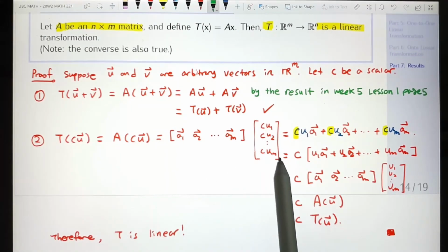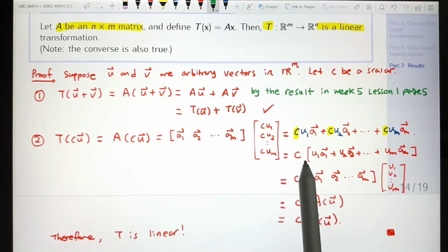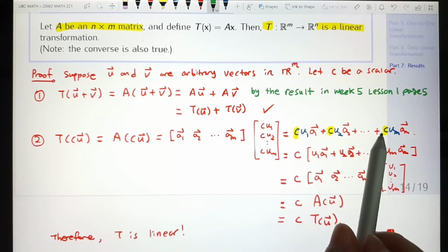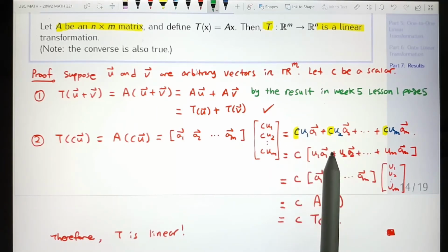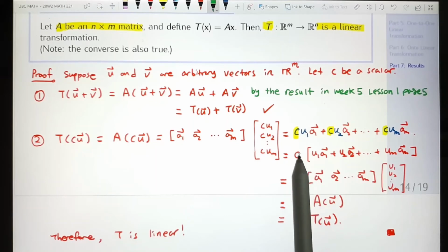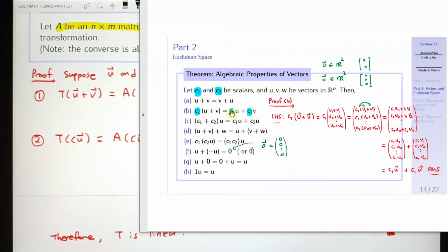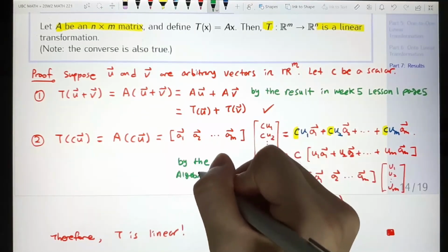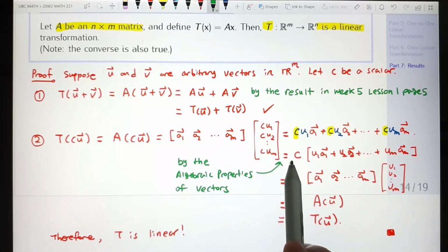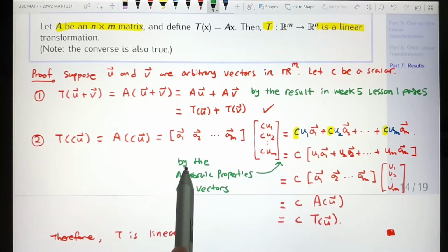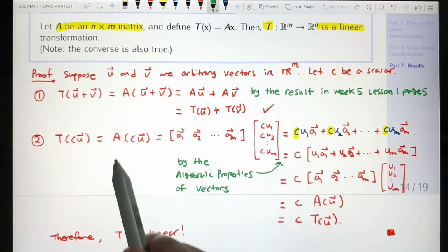Before I move on, perhaps I forgot to mention that from this step towards this step, we use a very nice property of vectors, part B of the algebraic properties of vectors. So let's write it down. This equality can be justified by using the algebraic properties of vectors. Other than that, this proof looks very nice.